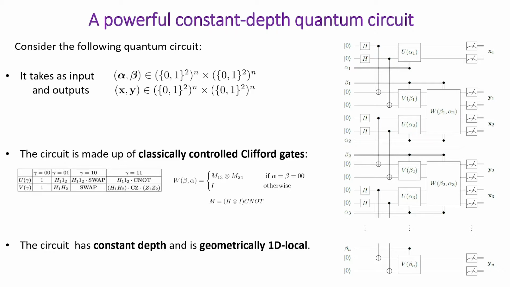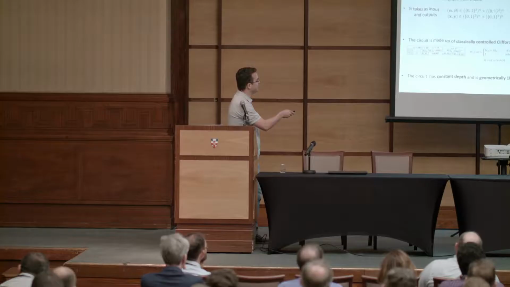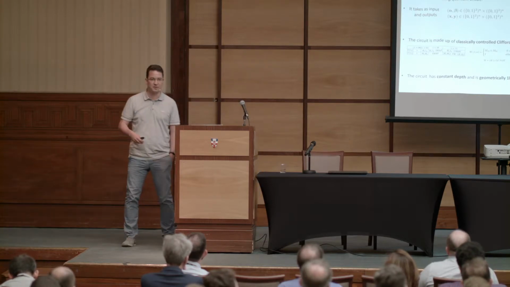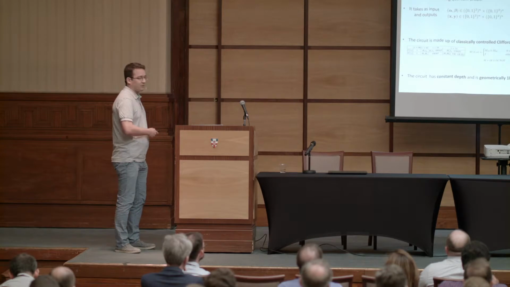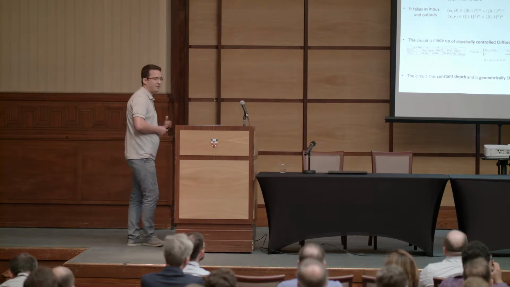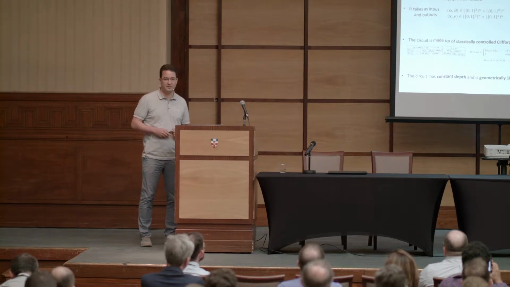It takes classical inputs, it produces classical outputs. The gates here are classically controlled Clifford gates. You see the circuit has constant depth. That's 5 or something. And it's geometrically local in one dimension, meaning that you can arrange these qubits on a line, and every gate is between nearest or next to nearest neighbors. So this is certainly the type of circuits that we're interested in. The question is, what problem is solved by this circuit?